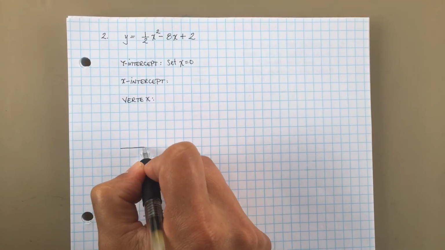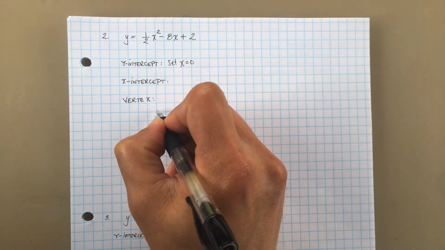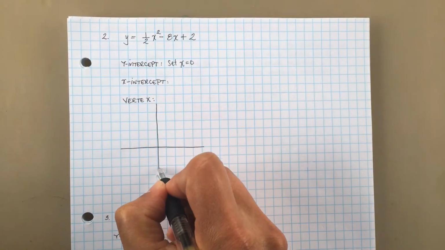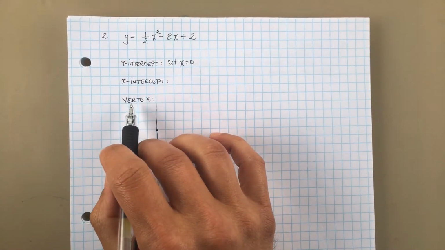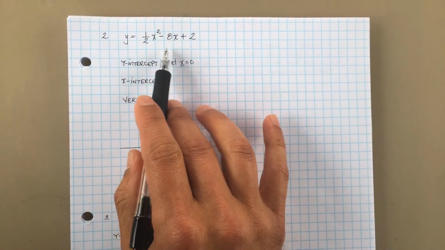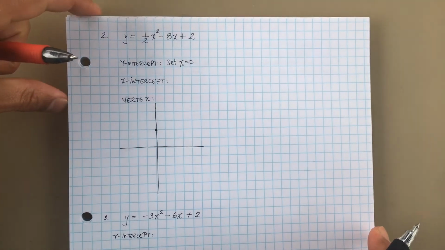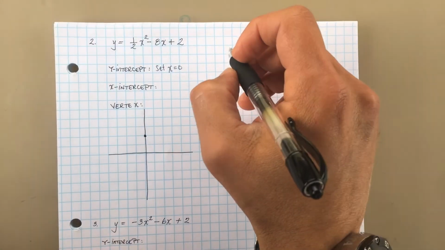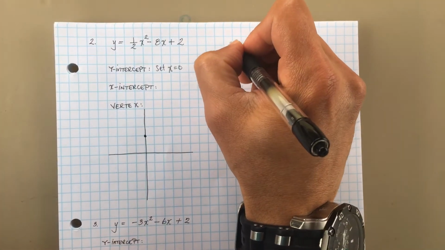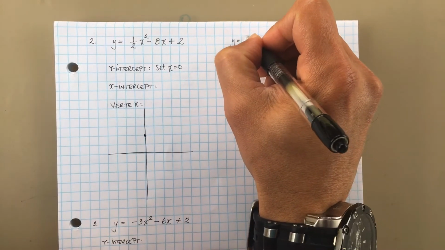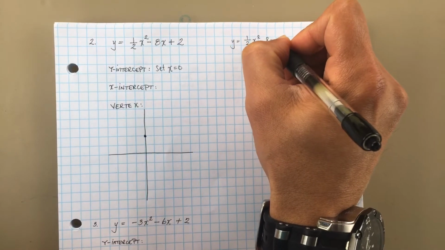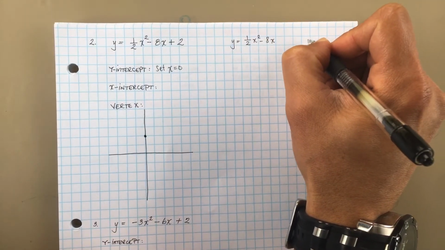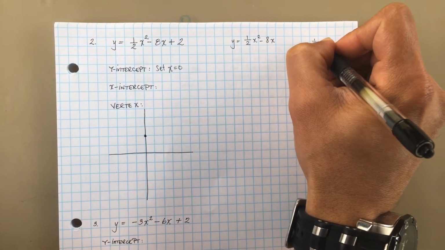So let me go ahead and draw my x-axis here. Positive 2, positivo 2. Okay, right here, aquí está. All right, now what I'm going to do is I'm going to change it. Lo voy a cambiar a completando el cuadrado. I'm going to complete the square. So let's go ahead and write it over here. Y equals 1/2 x squared minus 8x. The positive 2, I'm going to move it over here. El positivo 2 lo vamos a poner acá.